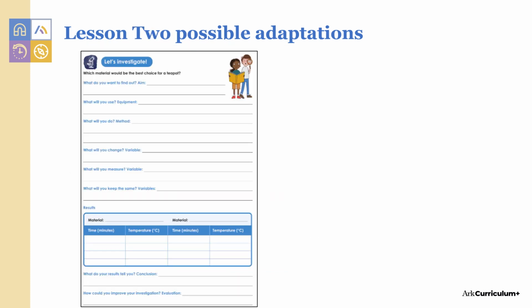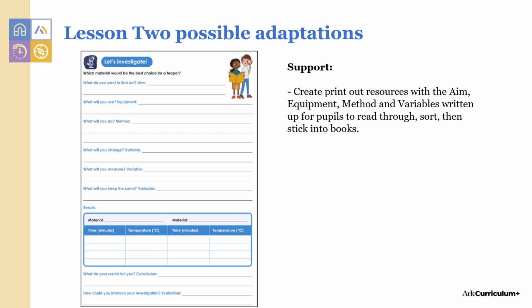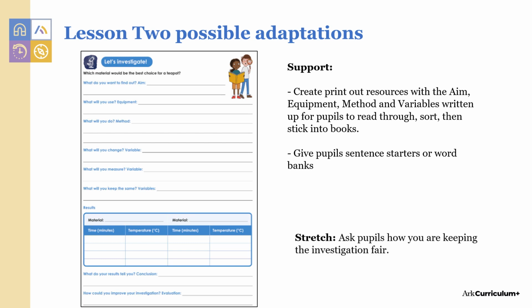In Lesson 2, pupils undertake an investigation to find out which material will be the best choice for a teapot. Support pupils by creating printout resources with the aim, equipment, method and variables written up for pupils to read through, sort and stick into their books. You could give pupils sentence starters or word banks. And stretch pupils by asking them how you are keeping the investigation fair.